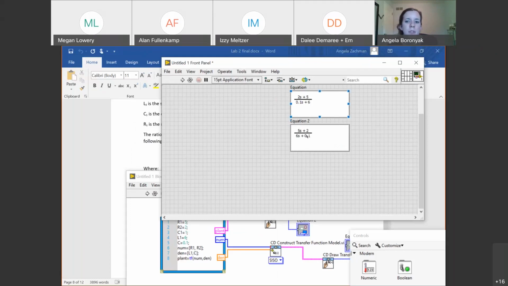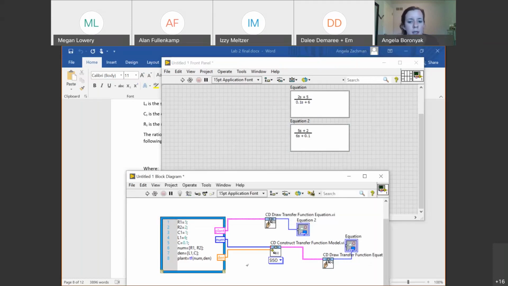What do you notice is the difference between these two equations in terms of their coefficients? Yeah, they're flipped. So in equation 1, 2 was my coefficient for s to the 1, and 5 was my coefficient for s to the 0 on my numerator. Equation 2, 5 is the coefficient for s to the 1, 2 is the coefficient for s to the 0. There's an annoyingly and inherently different way that LabVIEW makes a transfer function versus MATLAB does.